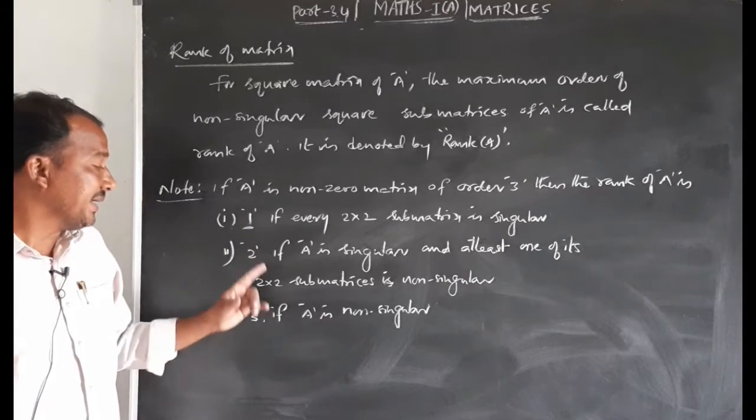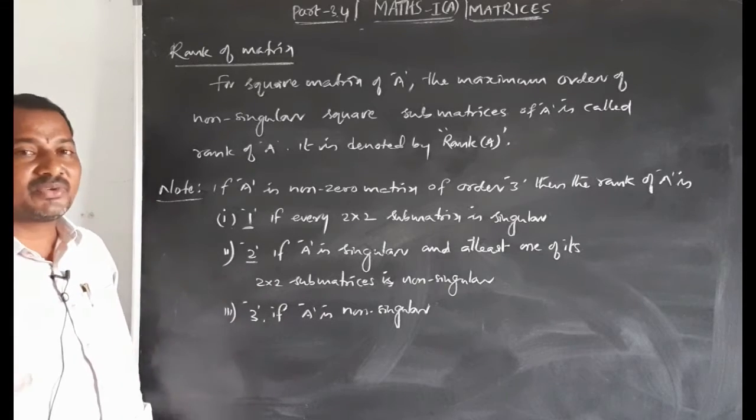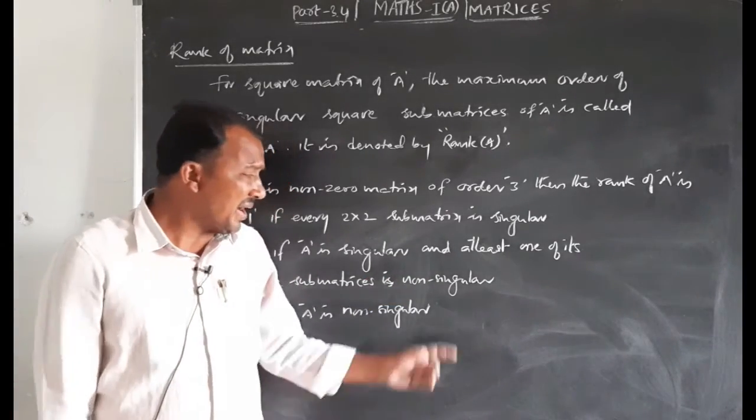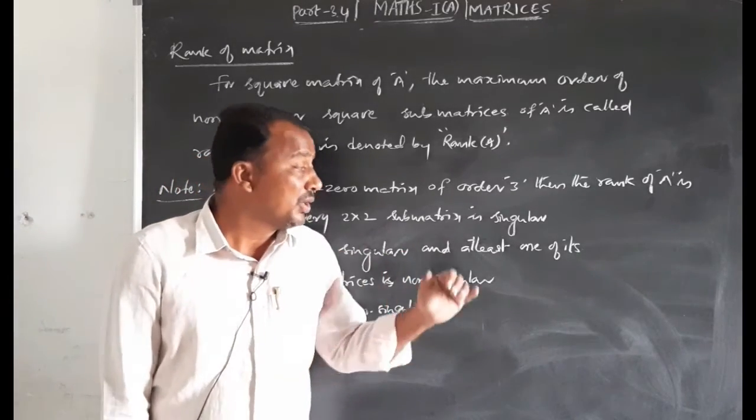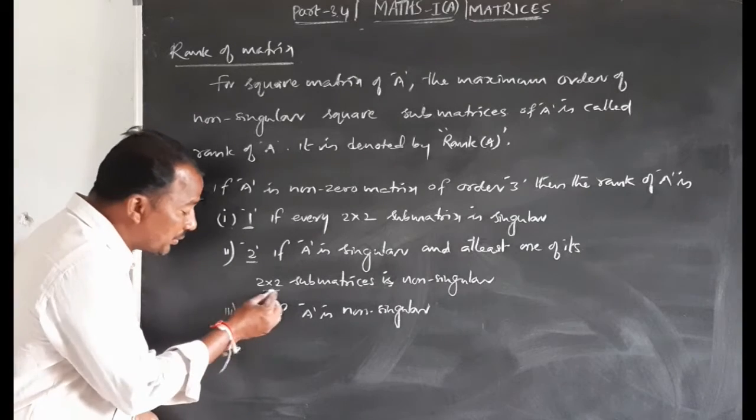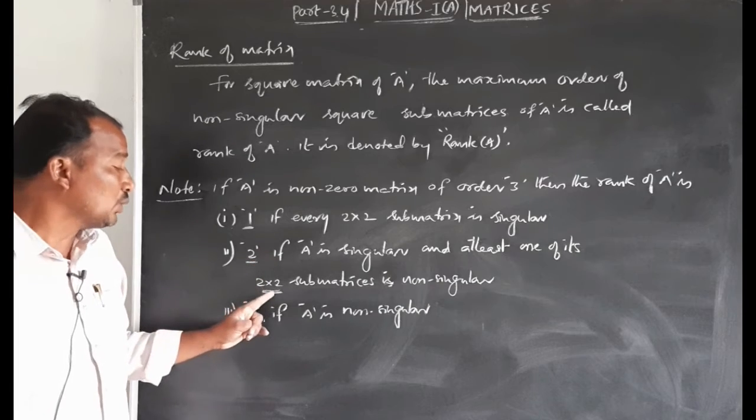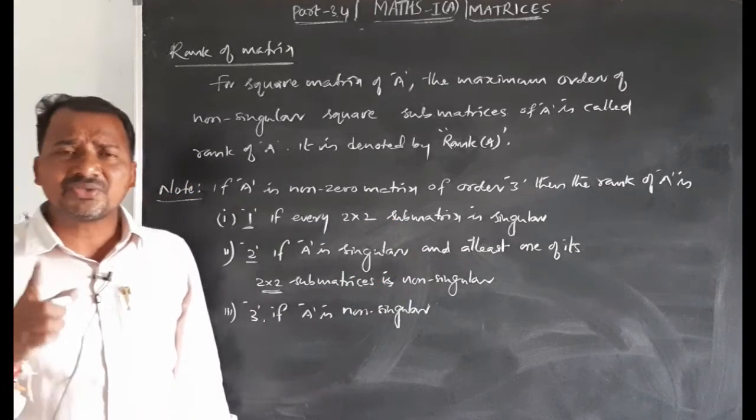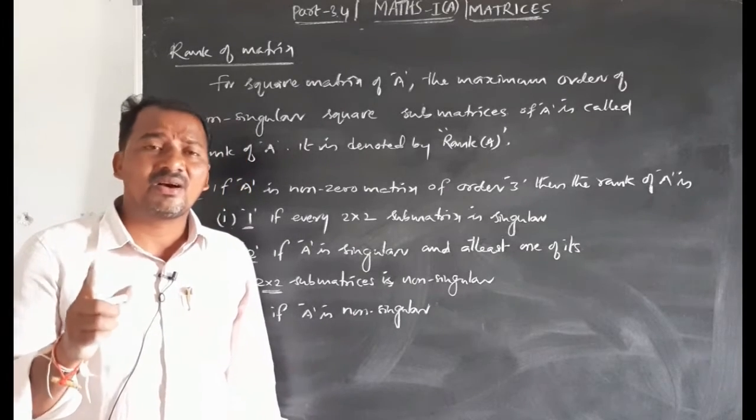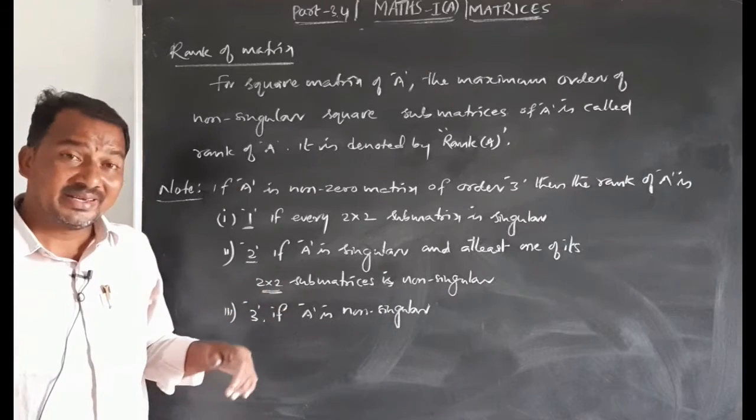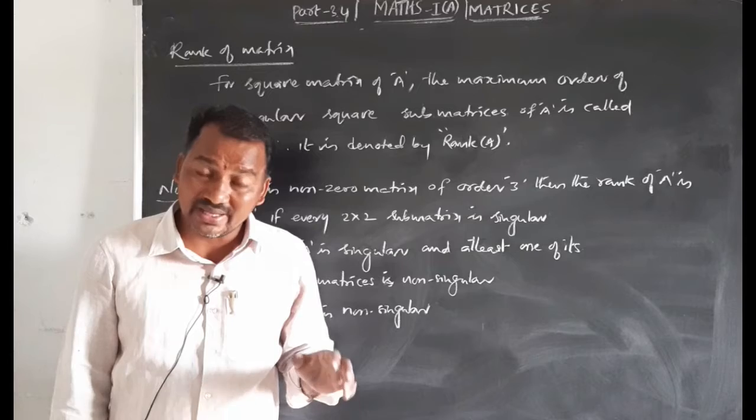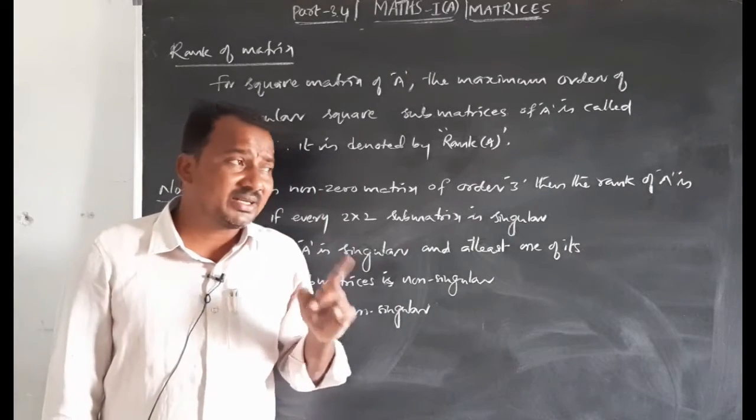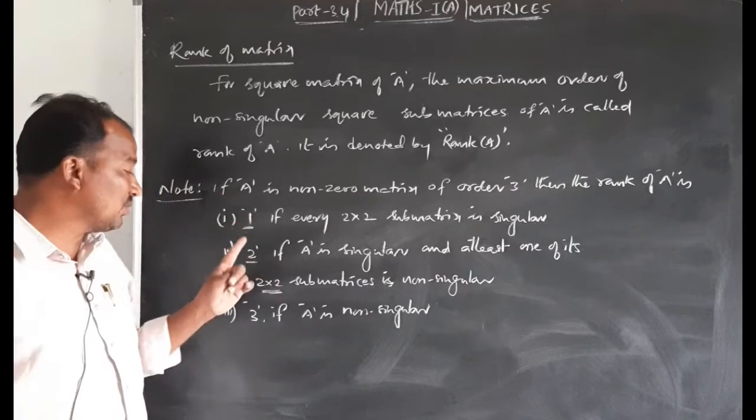Next, rank of A equals 2. If A is singular, meaning the determinant is 0, and at least one of its 2 by 2 submatrices is non-singular, then rank of A equals 2. Once again, if A is singular, that means its determinant equals 0. Then after you take submatrices, at least one 2 by 2 submatrix is non-singular, meaning its determinant is not equal to 0, then rank of A equals 2.